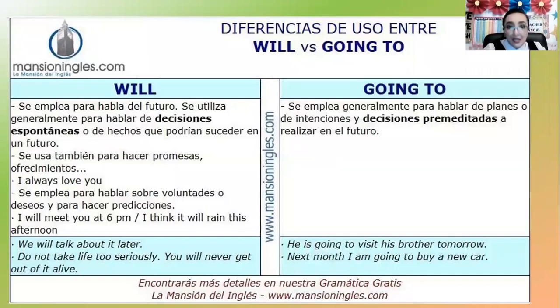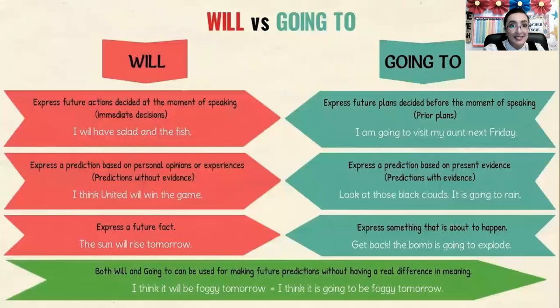Only because I love you, I'm going to help you with this, with will and going to in Spanish, so that you can have the main differences, okay? As I was telling you, will is for quick decisions or something that could happen in the future, promises, offering help, desires, predictions. And going to is for decisions that you have been thinking about for a long time, plans or intentions that you are going to have in the future, where you have your evidence, okay?